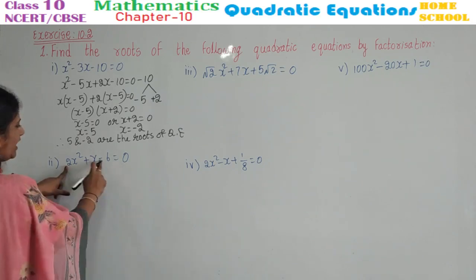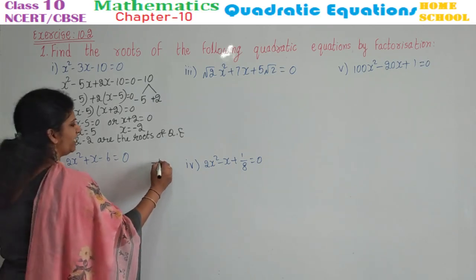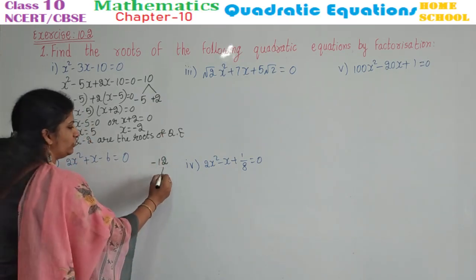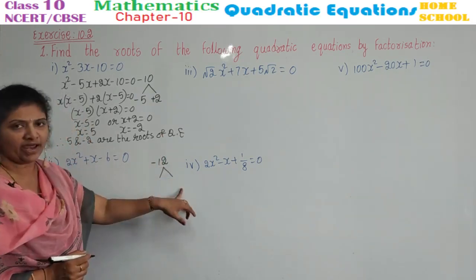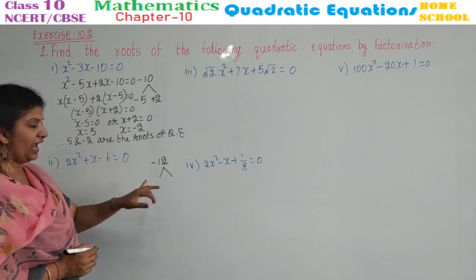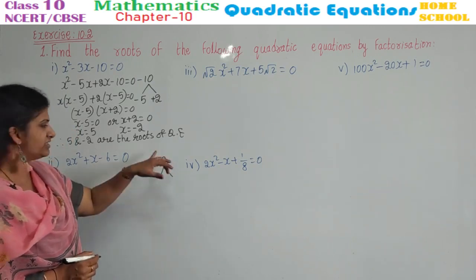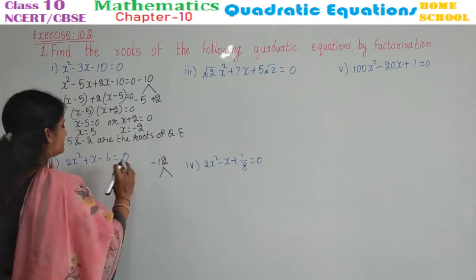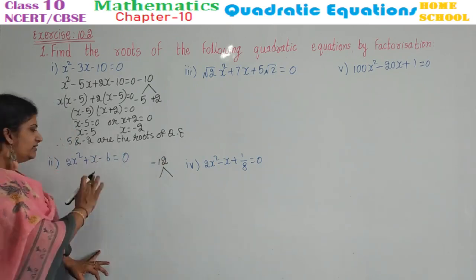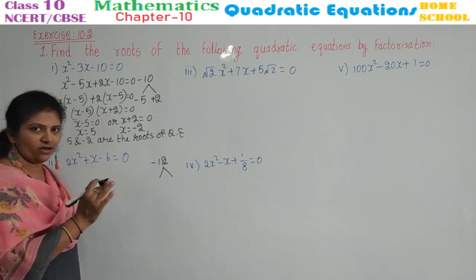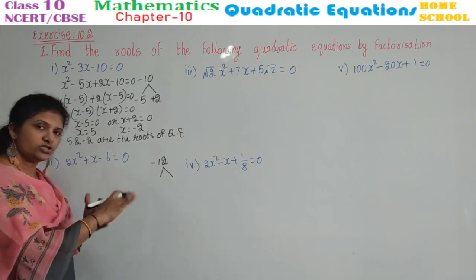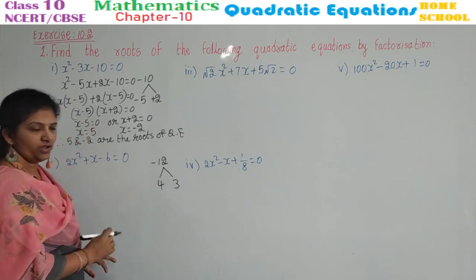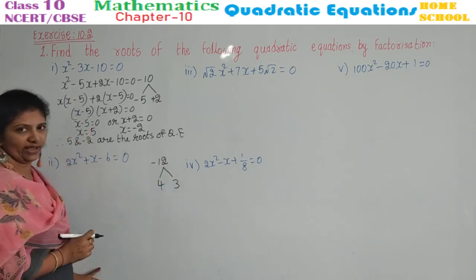Multiply children, 2 and minus 6. It will be minus 12. Split the value such a way, add or subtract, you should get the middle term. And if you multiply those two factors, you should get this one. 12, what are the factors? 6 2s are 12. 6 and 2, do you get 1? Add or subtract? No, we won't get. So take another factor. Let us take here 4 3s are. Yes, 4 3s are 12.